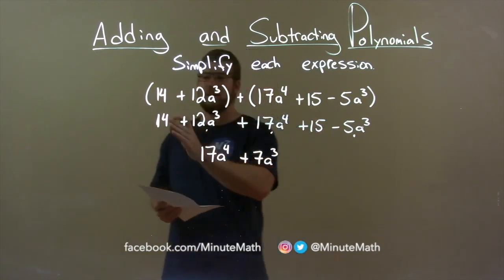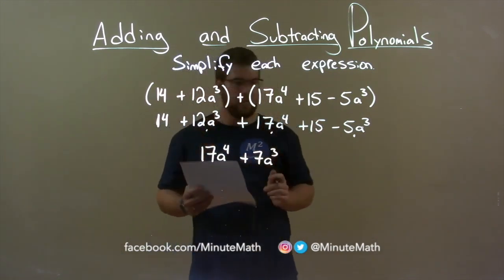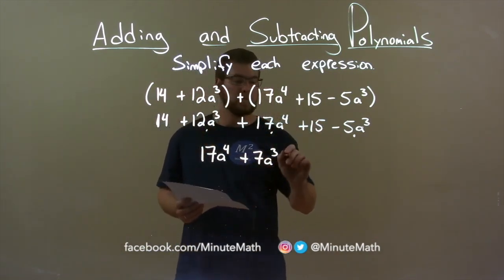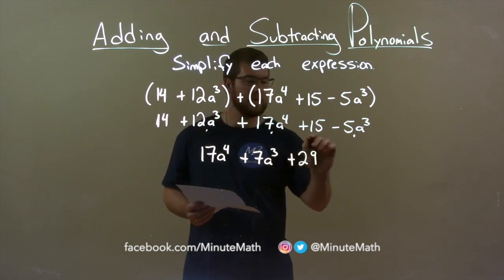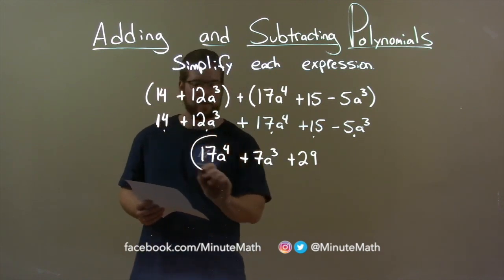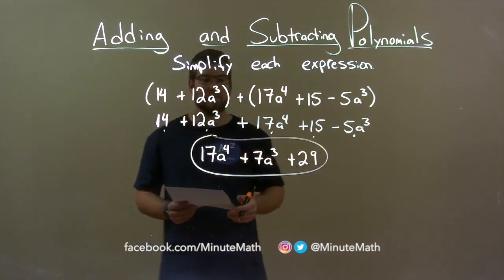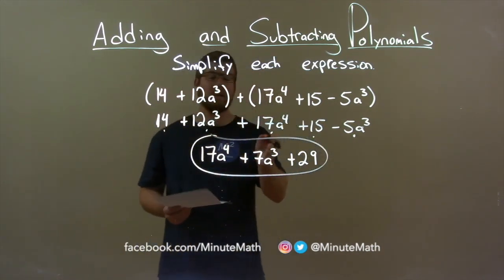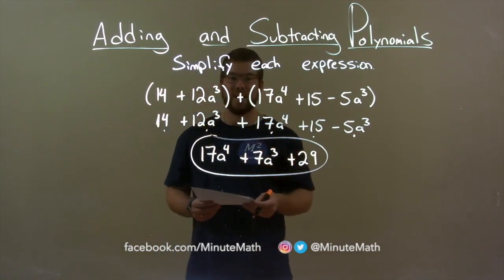Lastly, I just have regular numbers, 14 and a 15. We add them together to be 29. Again, dots to show I brought it down. And now we have everything brought down. So my final answer is 17a to the fourth plus 7a to the third plus 29.